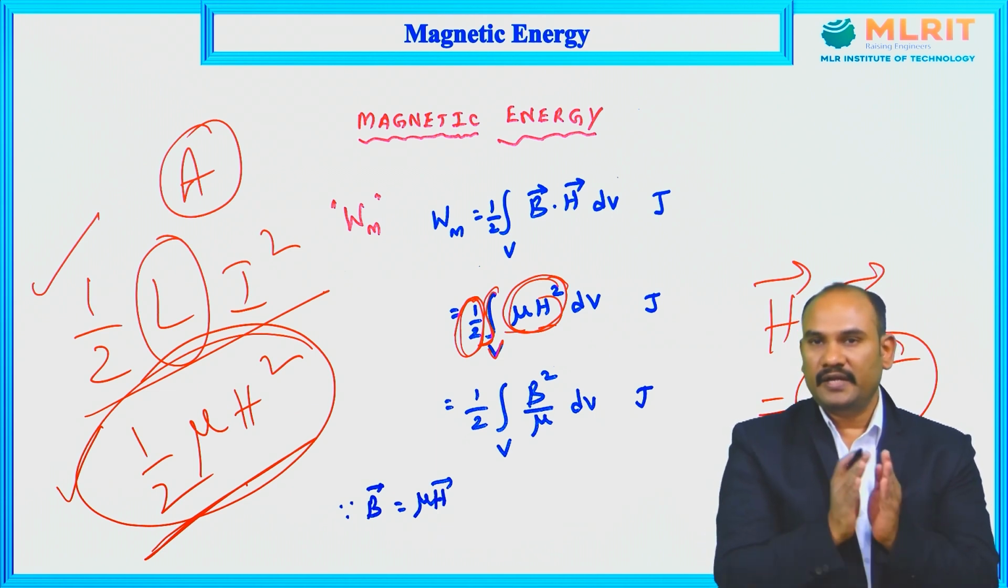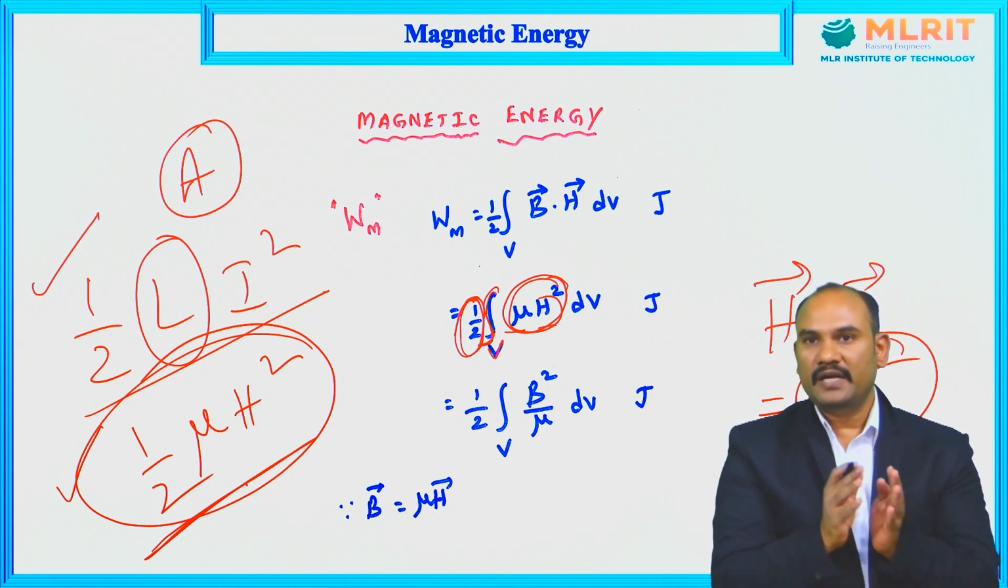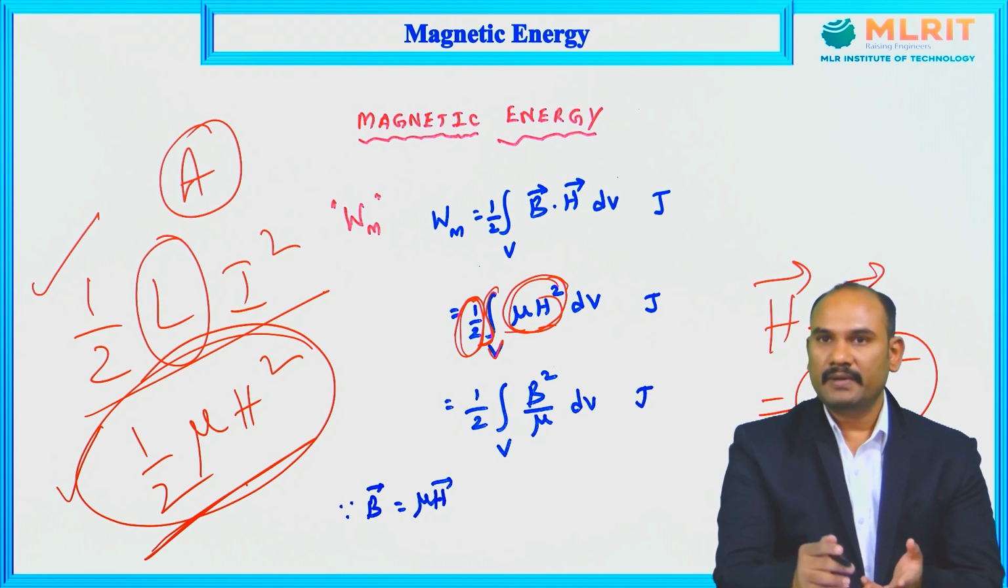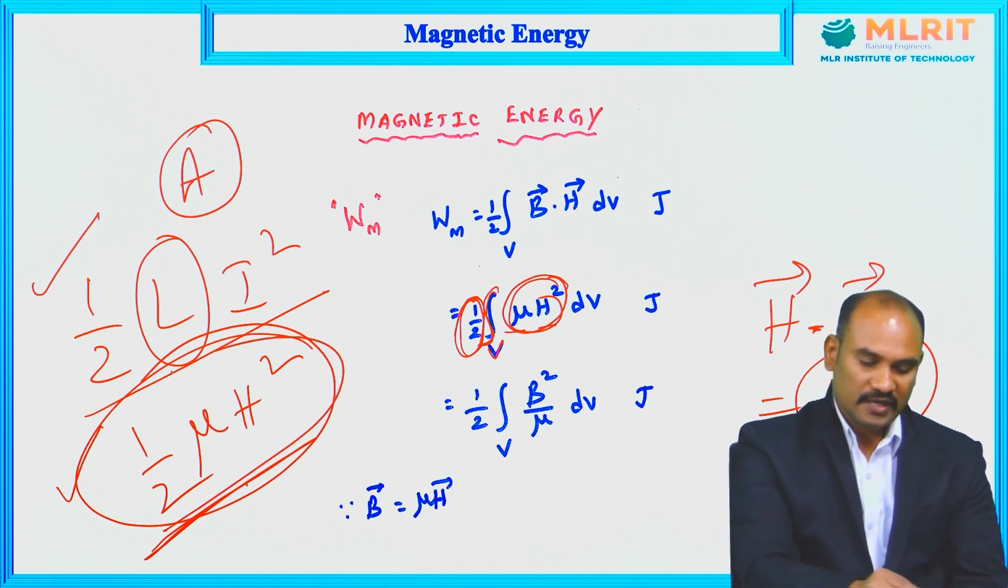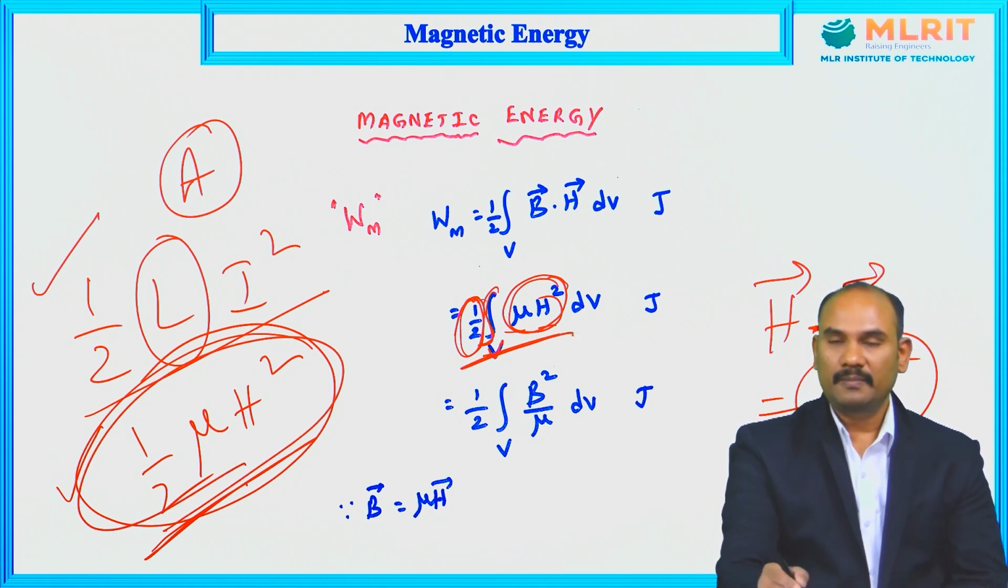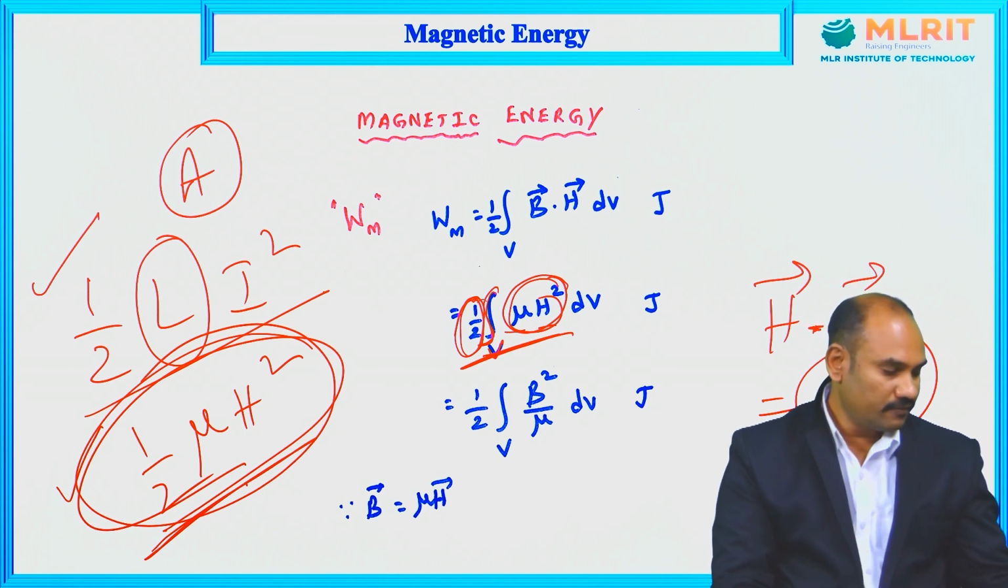You know, power is obtained by integrating power spectral density. Charge is obtained by integrating charge density. Flux is obtained by integrating flux density. Energy is obtained by integrating energy density. So the integral of energy density gives energy. That's it. Simple and straightforward.